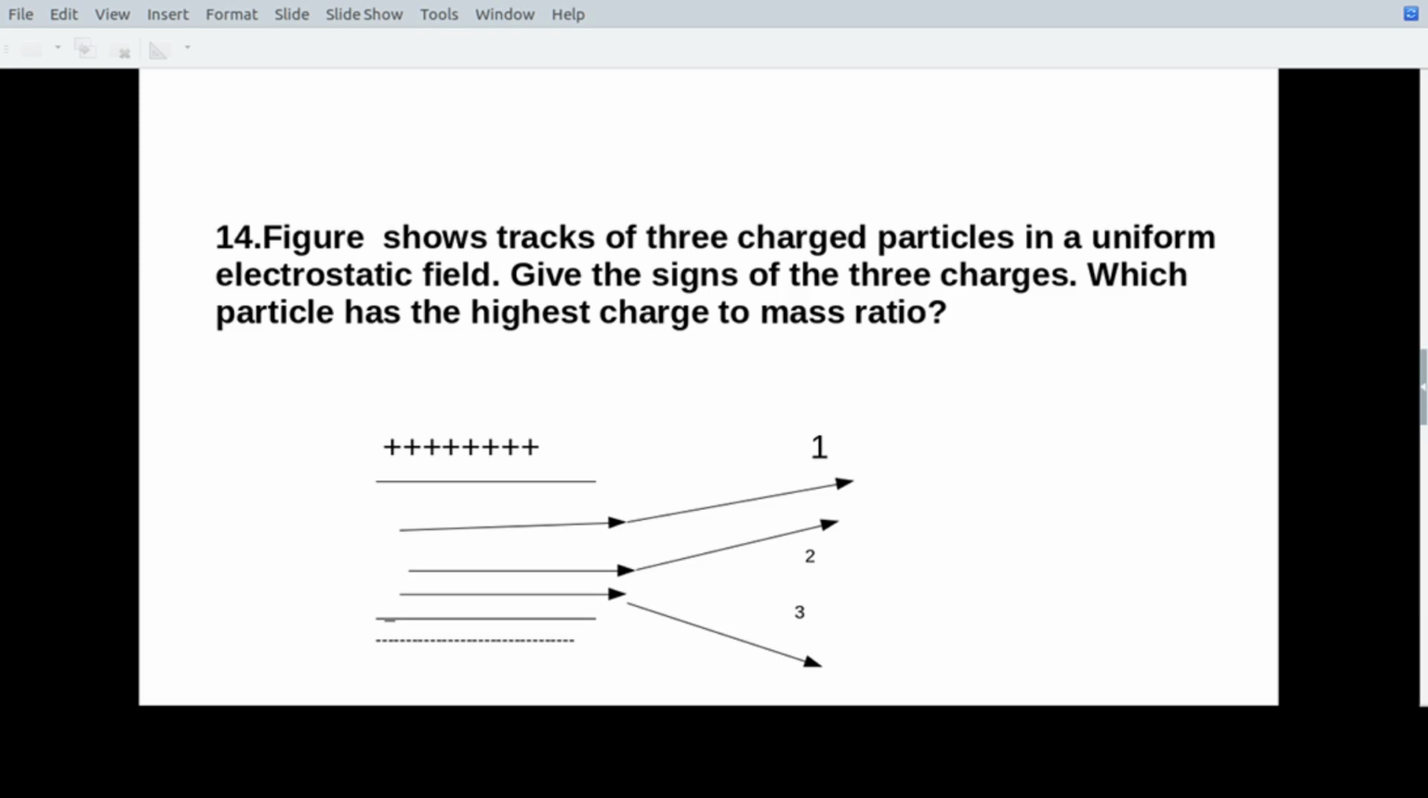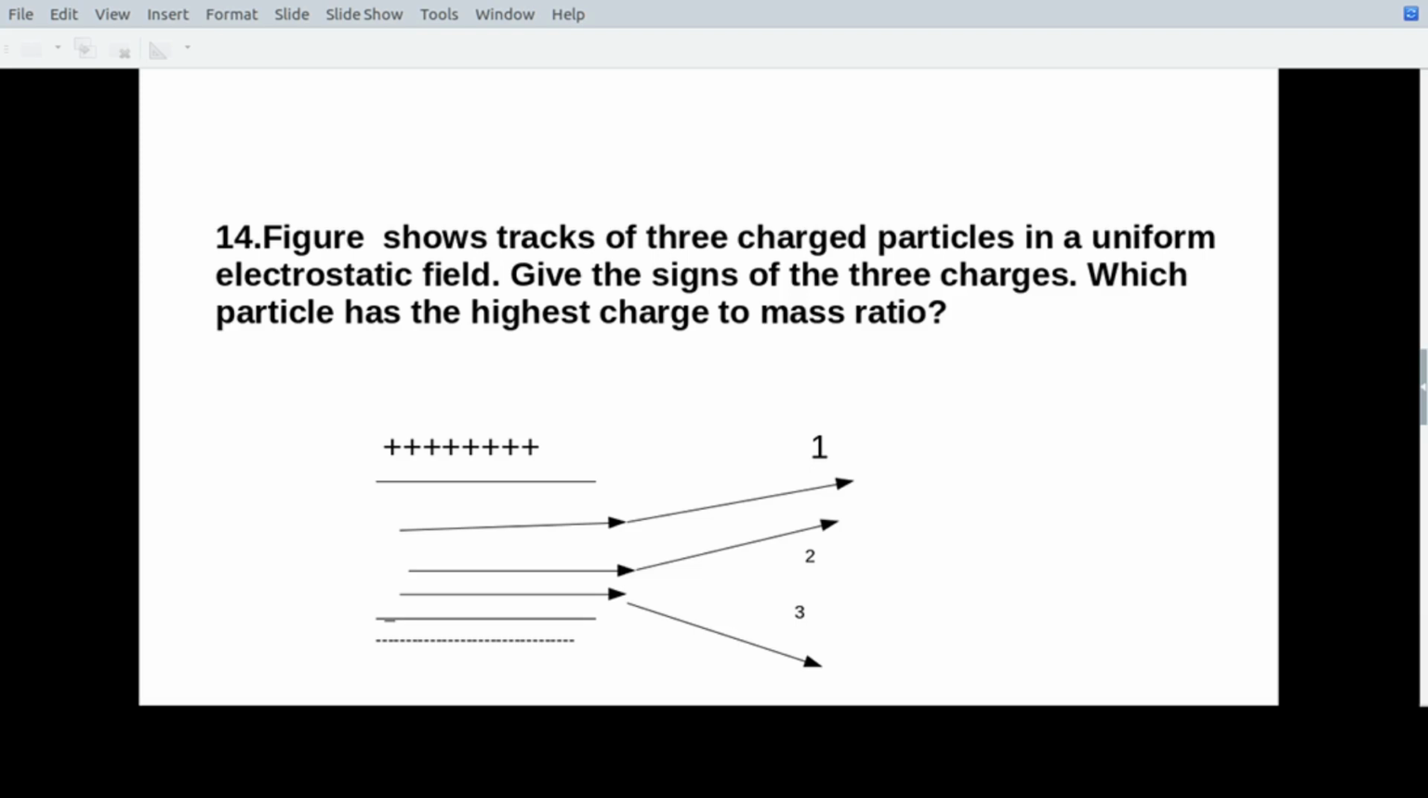Now what about particle 3? Particle 3 is bending towards a negative plate. The lower plate is negatively charged. And particle 3 is bending towards the negative plate. So it is clear that particle 3 is positively charged. We know only unlike charges attract. So the charge which is moving towards the negative plate should be positively charged. So particle 3 is positively charged.